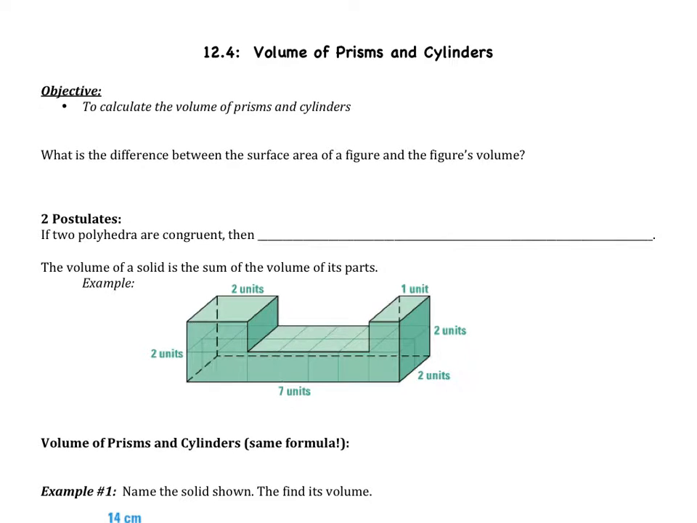Just to understand that, we're going to talk about that when we get to it. So the very first thing here in terms of the postulates: if two polyhedra are congruent, then what? Tell me something about their volumes. The volumes are the same. So if I had two stacks of note cards with the same size note cards, the same amount of note cards, the volumes would be the same. They would take up the same amount of space.